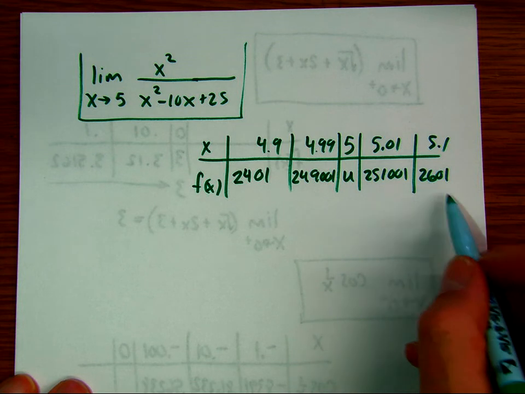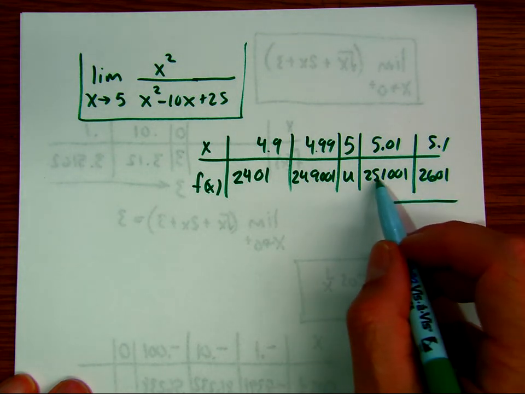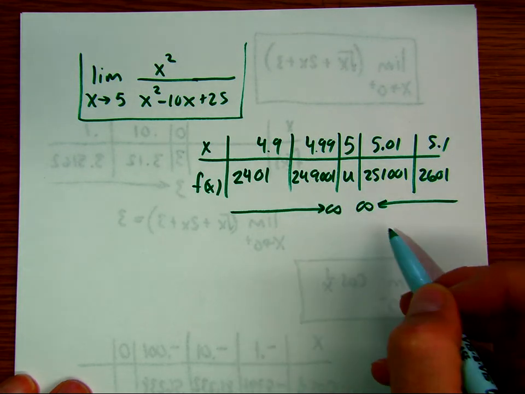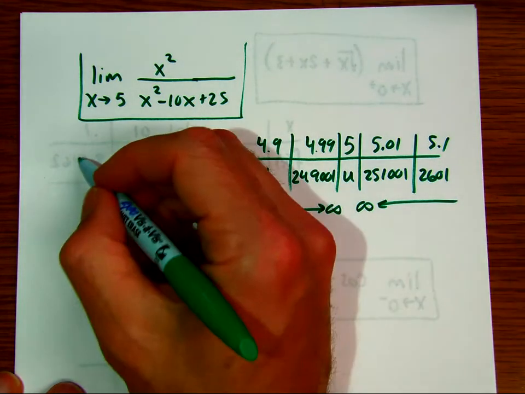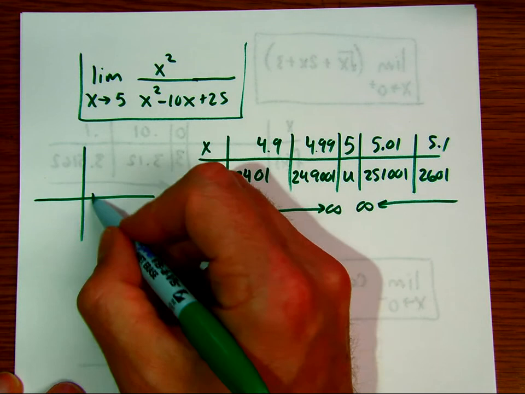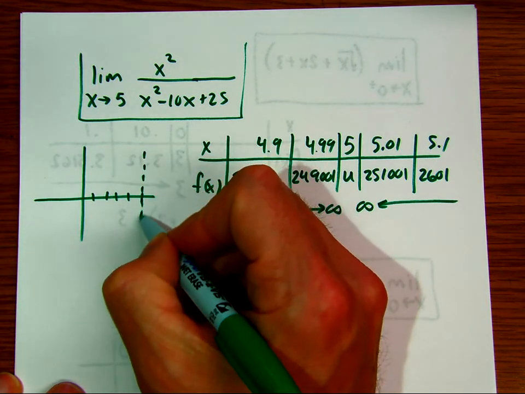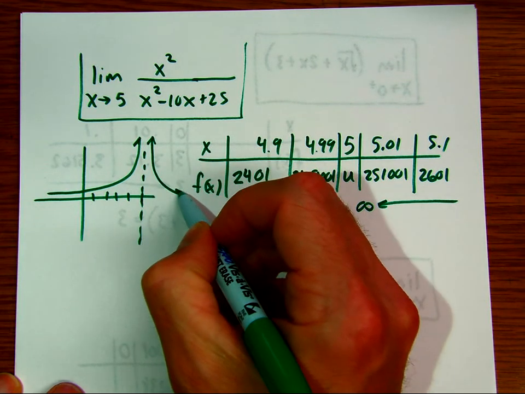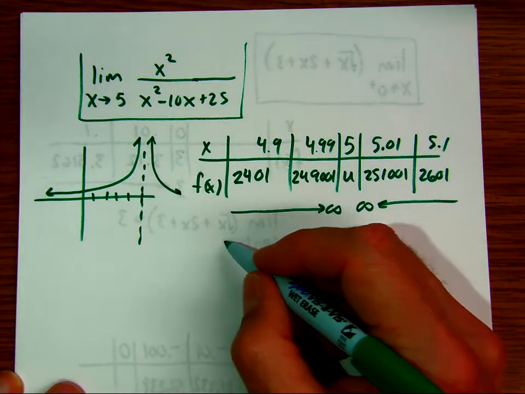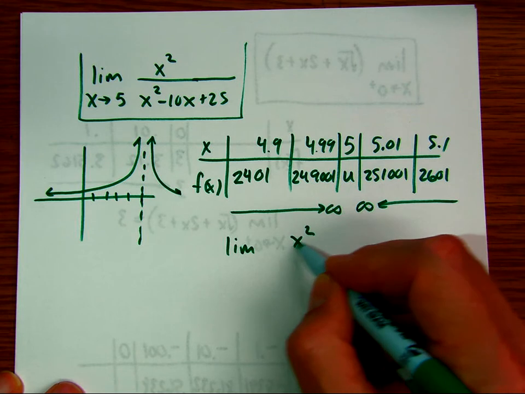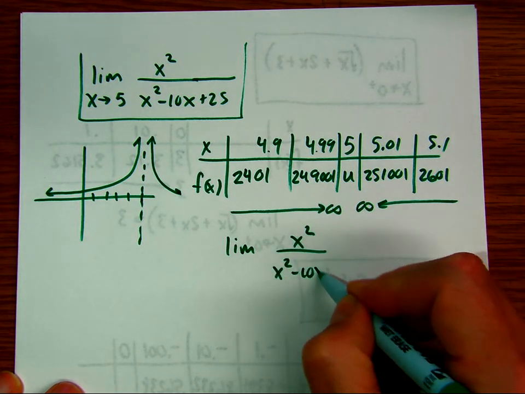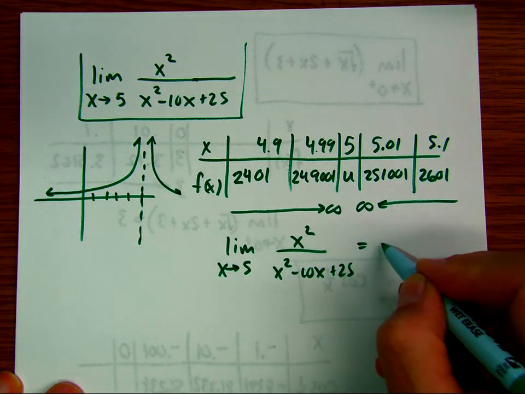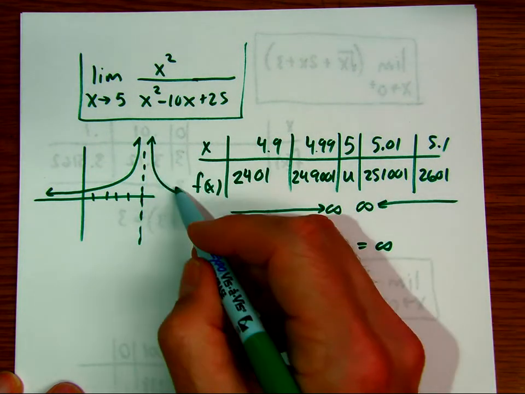And so this number, as we go this way, these y values are getting large, so it looks like it's going to infinity. Same thing over here. So we'll look at the graph. And the graph does this. So we can say that the limit as x goes to 5 is infinity, because they're both going to infinity.